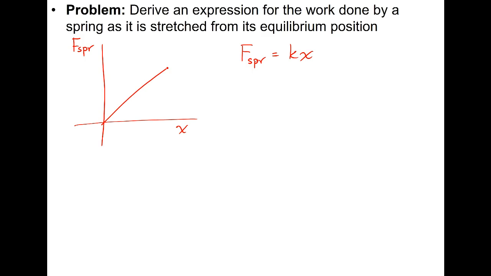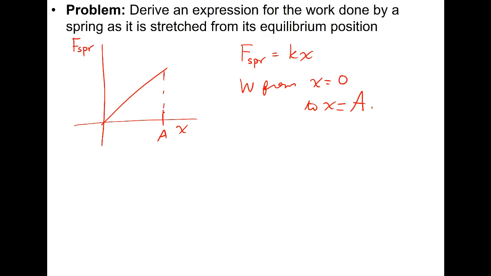Let's do another example. Let's find the work done by a spring as it's stretched from its equilibrium position. Now, in our unit on forces, we learned that the equation for the spring force is equal to kx. Now, there's a negative sign in there that indicates that it's a restoring force, but we'll just take the magnitude from now, okay? And we want to find the work from x equals 0 to x equals a. Okay, so a is right here.